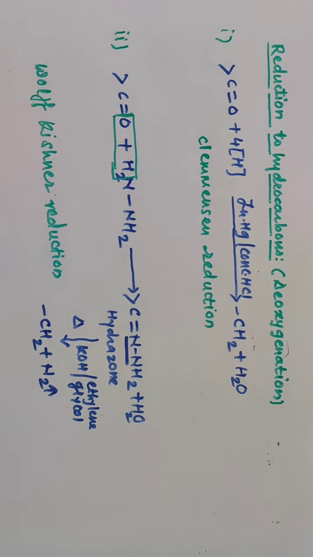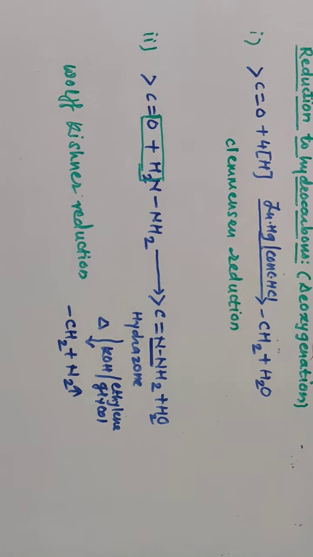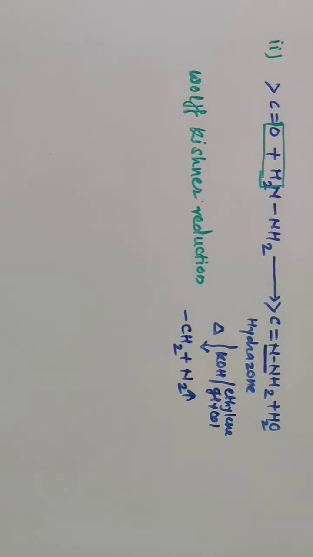So Wolff-Kishner and Clemmensen's reduction, both reactions involve deoxygenation, but in the case of Clemmensen's reduction, the reagent used is different. It is zinc amalgam and concentrated HCl. In the case of Wolff-Kishner reduction, first hydrazine is used, and this hydrazine converts your CO group to hydrazone, which on heating with KOH, strong alkali, in ethylene glycol or ethylidene glycol, gives the corresponding product, that means the CO group is converted to CH2 group. We'll take one reaction here.